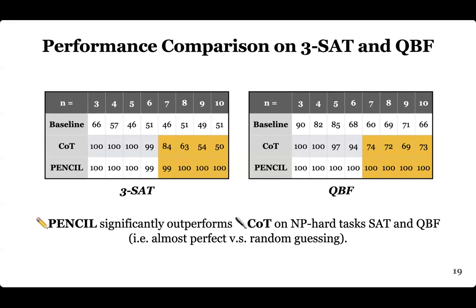This is because when the size of the problem becomes very large, the context length requirement for chain of thought will grow exponentially. But in practice, we don't have so many resources, so much space to contain all the thoughts. So the performance of chain of thought will degrade dramatically. But for PENCIL, because the context length requirement only grows linearly, it can still solve these problems perfectly.